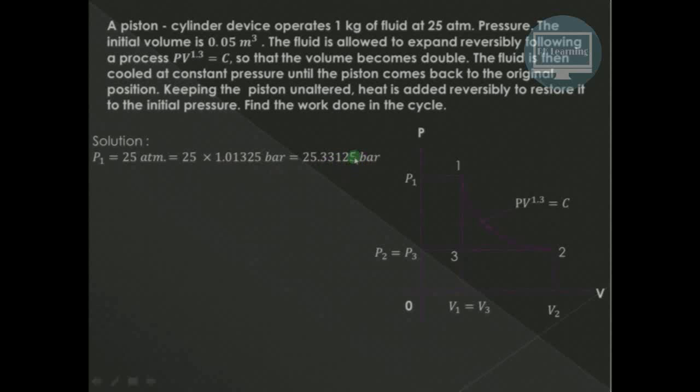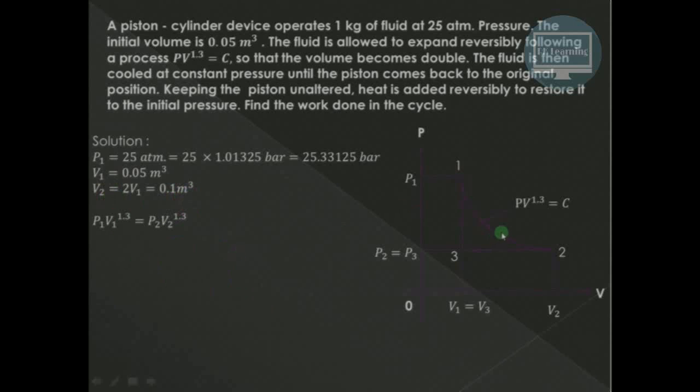Now for the further calculation, again we will have to convert this bar into kilopascal. Now we know that 1 bar is 10 raised to 5 pascal or 10 raised to 5 Newton per meter square, or you can say that 1 bar will be equal to 10 raised to 2 kilopascal. Initial volume that is given is 0.05 meter cube. Final volume is double that of the initial volume, so it will be 0.1 meter cube.